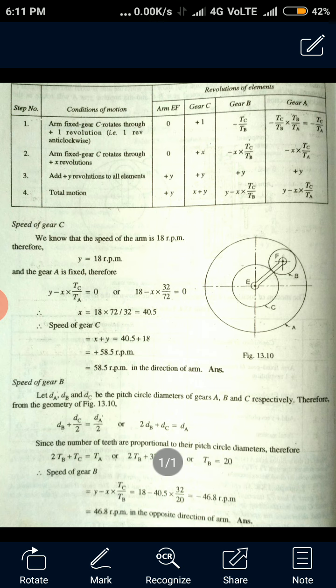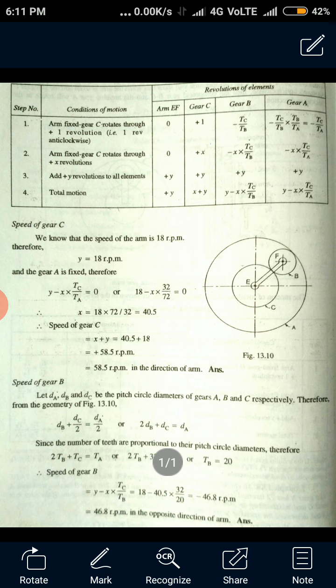And the last step, add the second row and third row. So 0 plus Y is Y, X plus Y is X plus Y. Then for gear B, Y minus X TC by TB, and for gear A, Y minus X TC by TA.